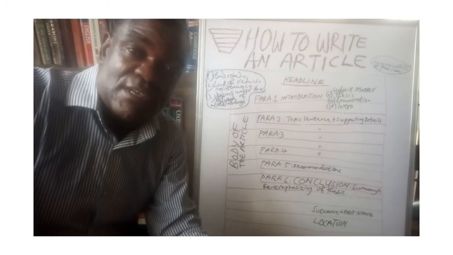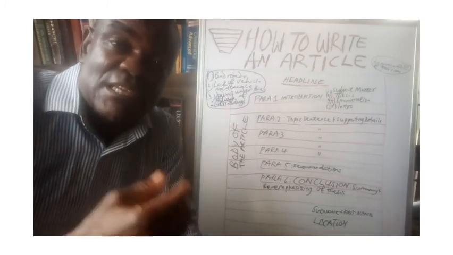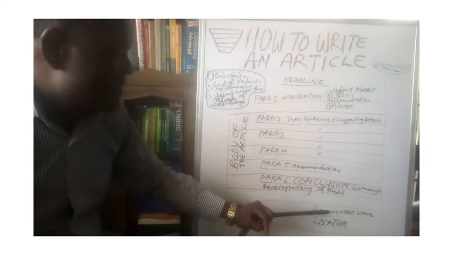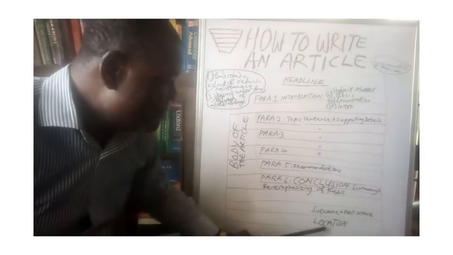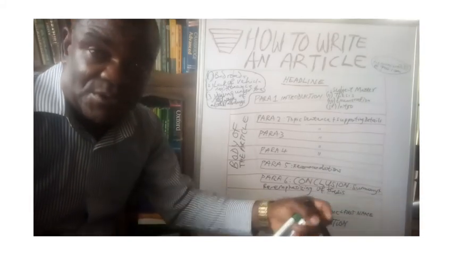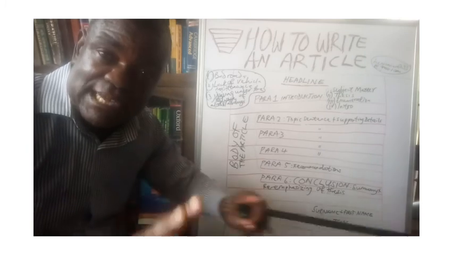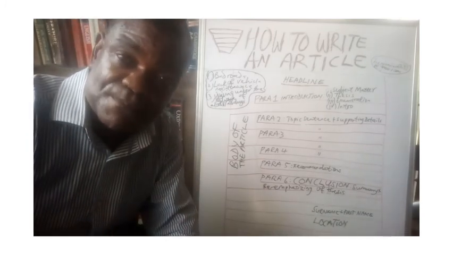Now, what if you are writing an article for publication in a school magazine? Very logically, once you have written your name, you write your class, SS3, or SS3 Gold. That's exactly the way it should be written.